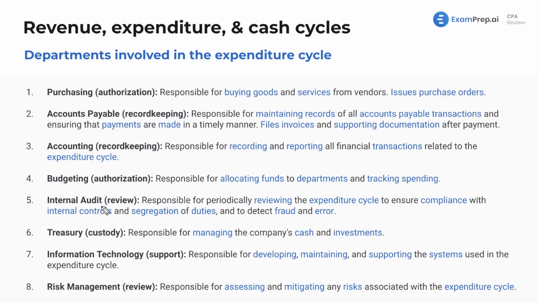Next up, for our internal audit department, they're kind of involved with review. Internal audit could really be for any cycle at all. They're responsible for periodically reviewing the expenditure cycle to ensure compliance with internal controls and segregation of duties, and to detect fraud and error. Next, we have our treasury department, which is involved with custody. They're responsible for managing the company's cash and investments, similar to the revenue cycle. Next up, information technology. Their support really has to do with anything IT related to the expenditure cycle. And risk management. These individuals are going to be responsible for assessing and mitigating any risks associated with the expenditure cycle. Very good there.